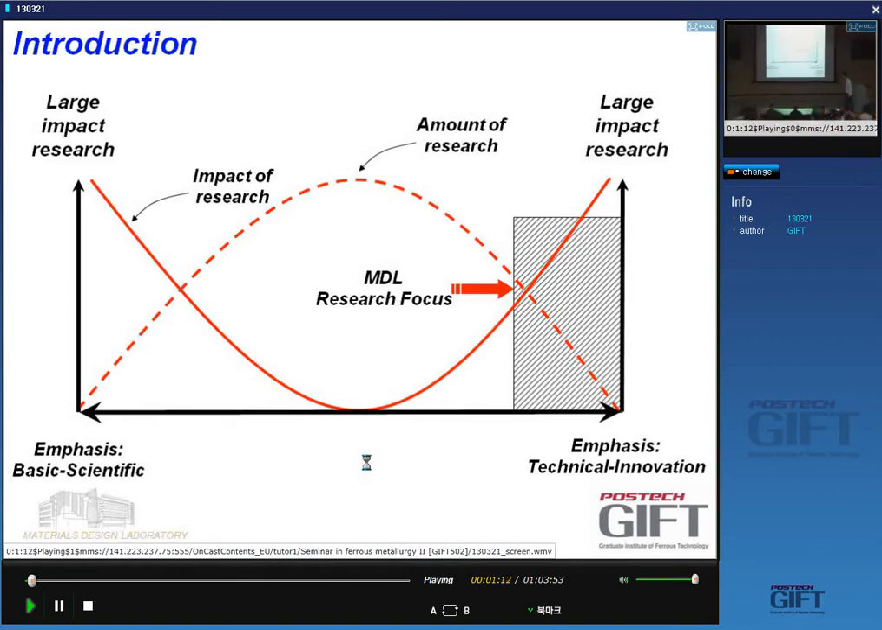So very much of my research is inspired by what goes on in the industry, in the steel industry specifically, in relation to automotive materials. And so that's the context of the presentation I'm giving this afternoon.